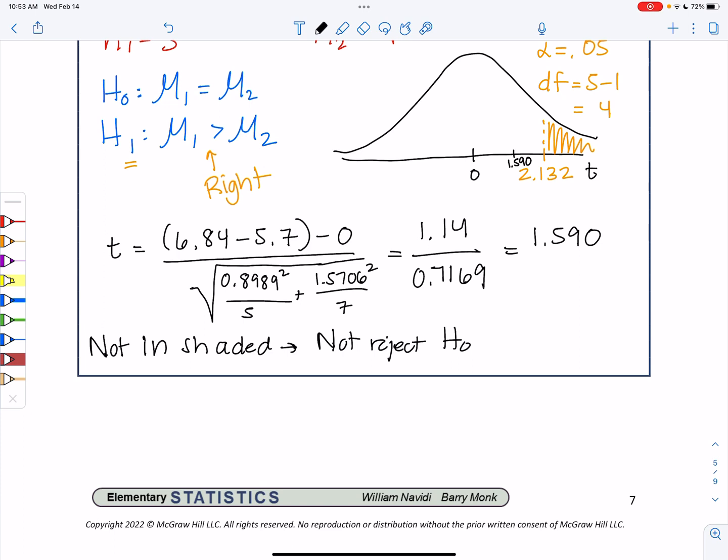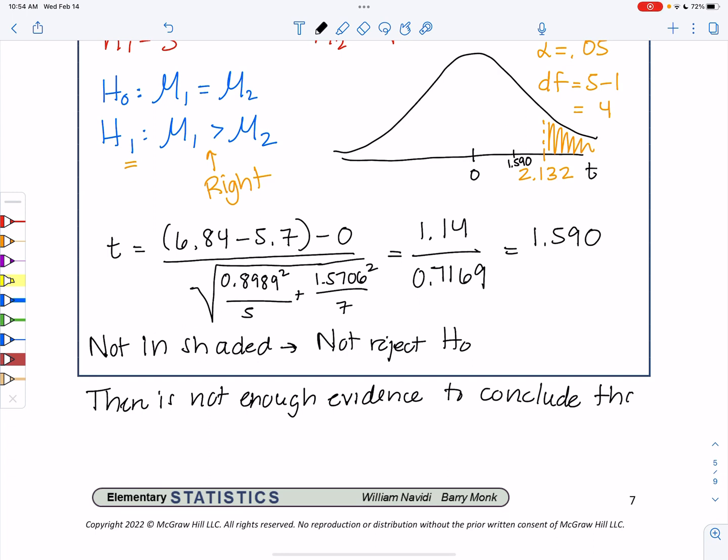And remember, in order to conclude that there is some type of difference, whether it's not equal to, less than, greater than, you have to reject the null hypothesis. So when you're not able to do that, you are always stating that there is not enough evidence to conclude that difference. In this case, there is not enough evidence to conclude that the mean for treatment 2 is less than the mean for treatment 1, which is the claim that we were asked to test.